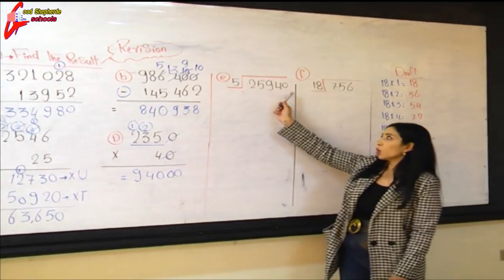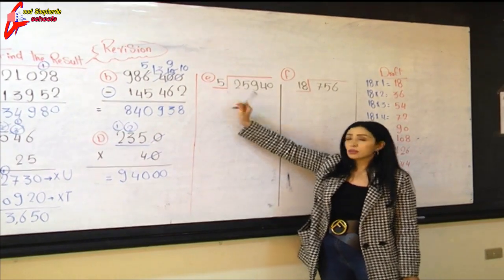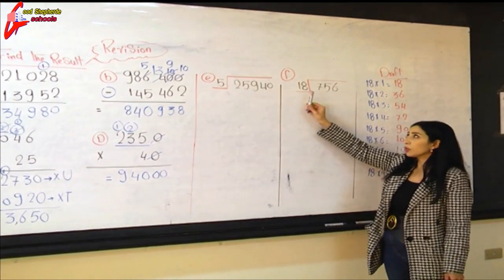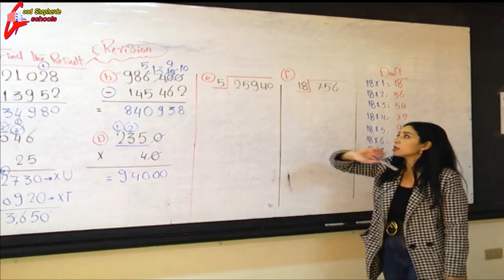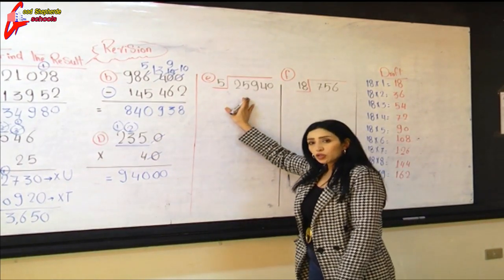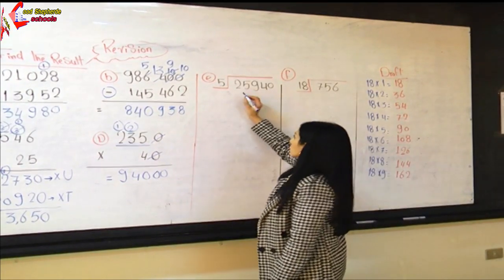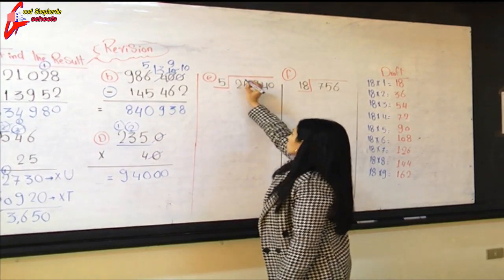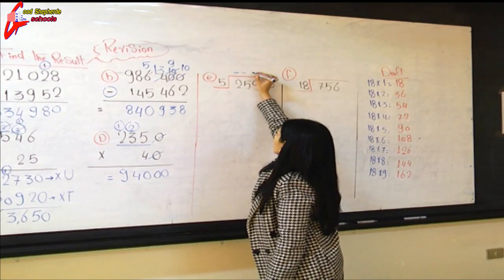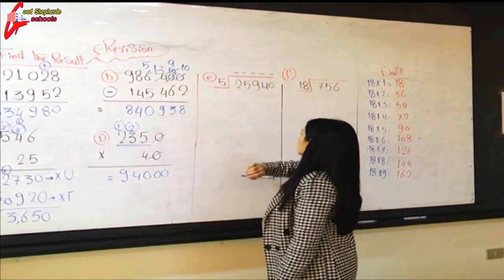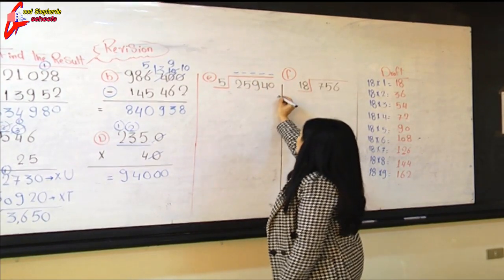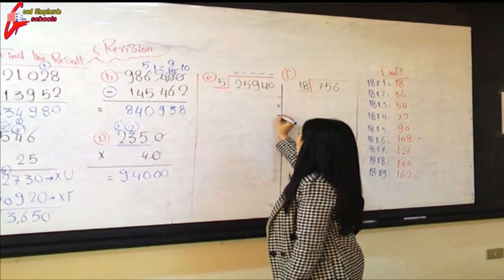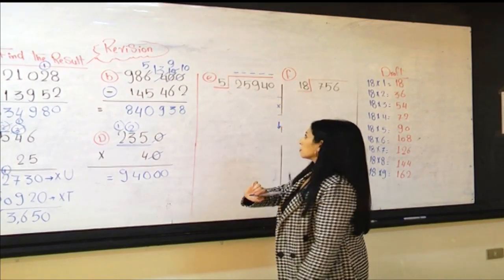Dividing operation. How to divide a whole number, a large number, by one digit, and dividing a whole number by two digits. Dividing by one digit, we have many steps. Step 1, count the digits under the ladder: 1, 2, 3, 4, 5. You must write 5 dashes at the result place. Your steps: divide, times, minus, drop.